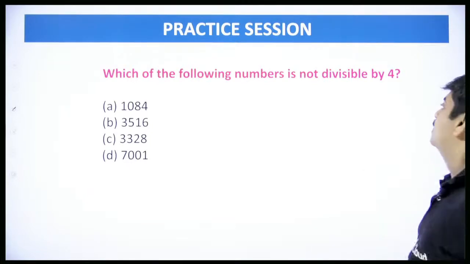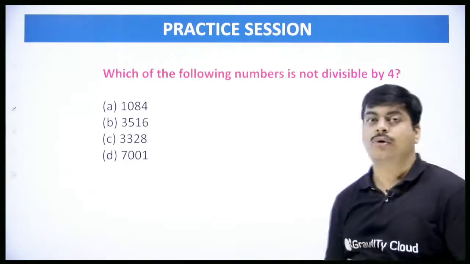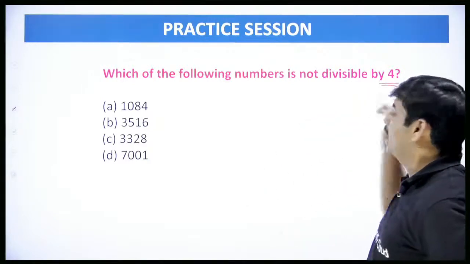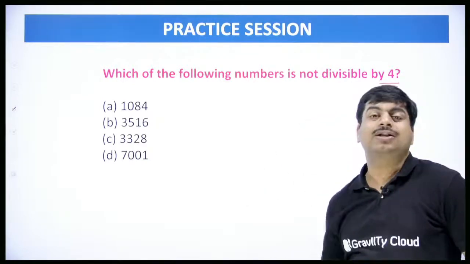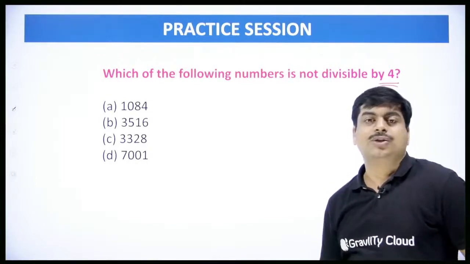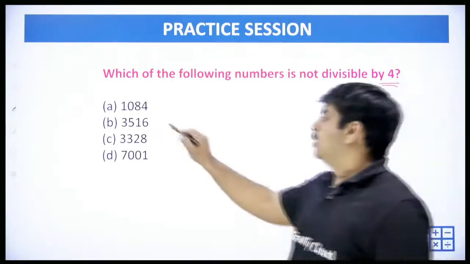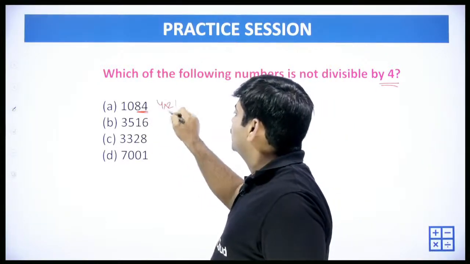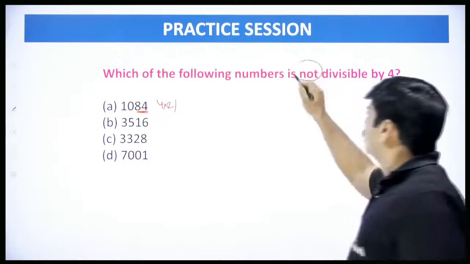Which of the following numbers is not divisible by 4? What is the property behind the number divisible by 4? I told you that the last 2 digits should be a multiple of 4. So 84, it is a multiple of 4, 4 into 21 is 84. Which of the following numbers is not?